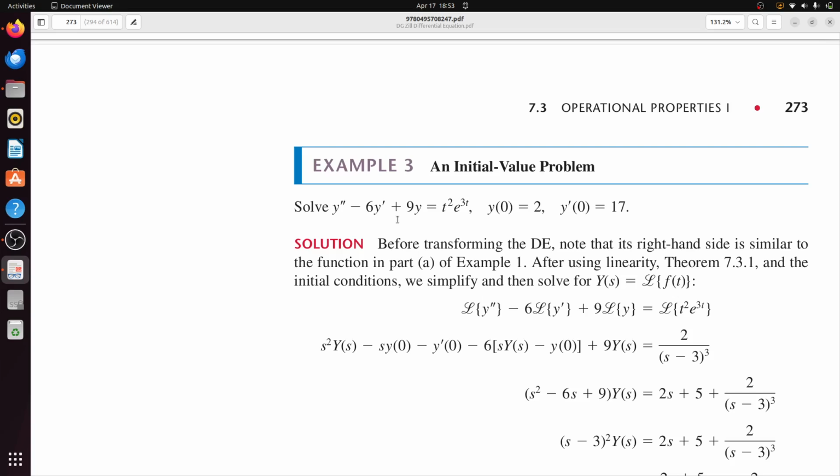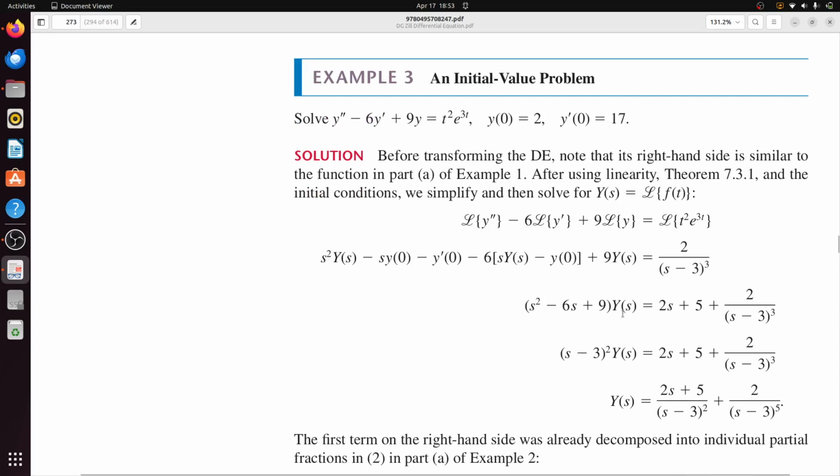Before transforming the differential equation, note that its right hand side is similar to the function used in part A of example 1, t square e to the power 3t. After using linearity, the Laplace transformation of the entire left hand side will be just the addition of them. So for d2y dt square, the Laplace transformation will be s square Ys minus s y0 minus y prime 0, into minus 6 into sYs minus y0, plus 9Ys. And the Laplace transformation of t square e power 3t will be factorial 2 by s minus 3 whole cube.